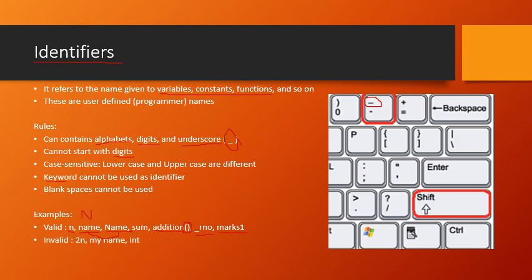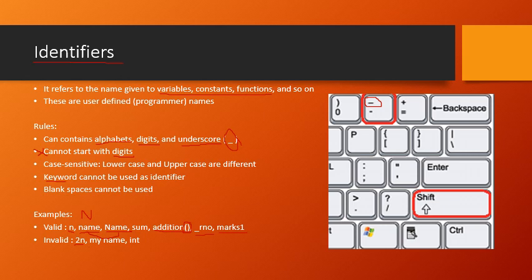Let us see some invalid ones. The first invalid is 2n. Why is it invalid? Because the first letter is a digit, which violates this particular rule, right? It is starting with the digit, but that cannot be possible.